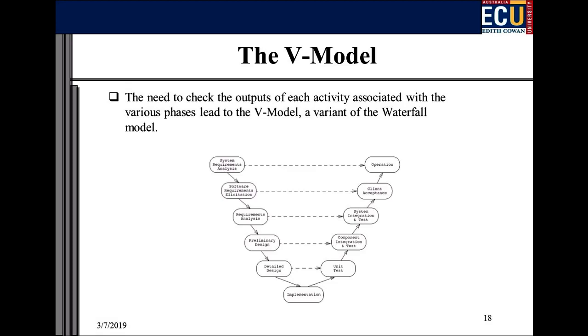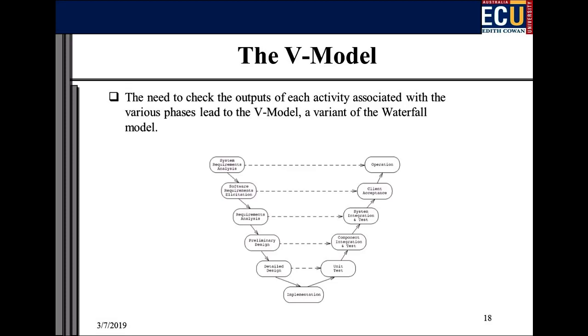But it's basically got the waterfall model on this side. So we've got system requirements analysis, software requirements elicitation, more analysis. It splits design into preliminary design and detailed design. So typically this would be the architectural design, this would be the detailed design of the methods and whatever, and implementation.